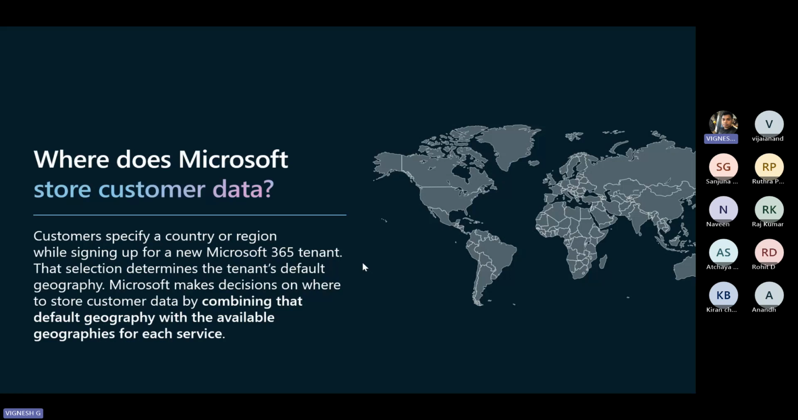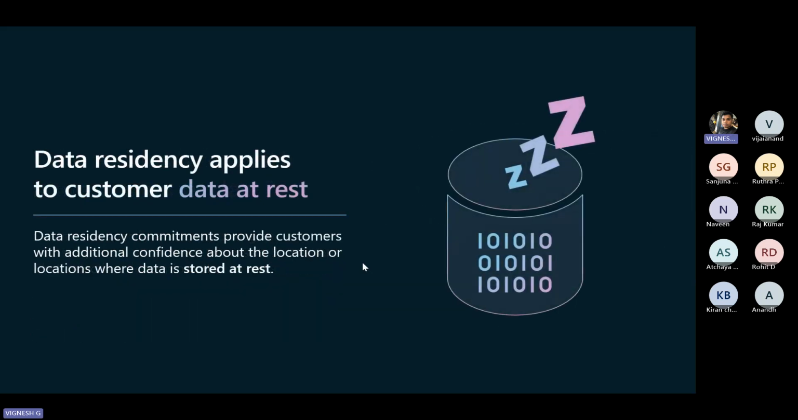So it's very, very important that you understand where Microsoft stores your data, and for which region which service is available. I'm sure this is the same case for Microsoft Azure also. Not every service is available in all the regions. And data residency applies to customers' data at rest. As I said, certain services which I spoke about, like SharePoint, Exchange, and OneDrive. So data residency applies to data at rest.